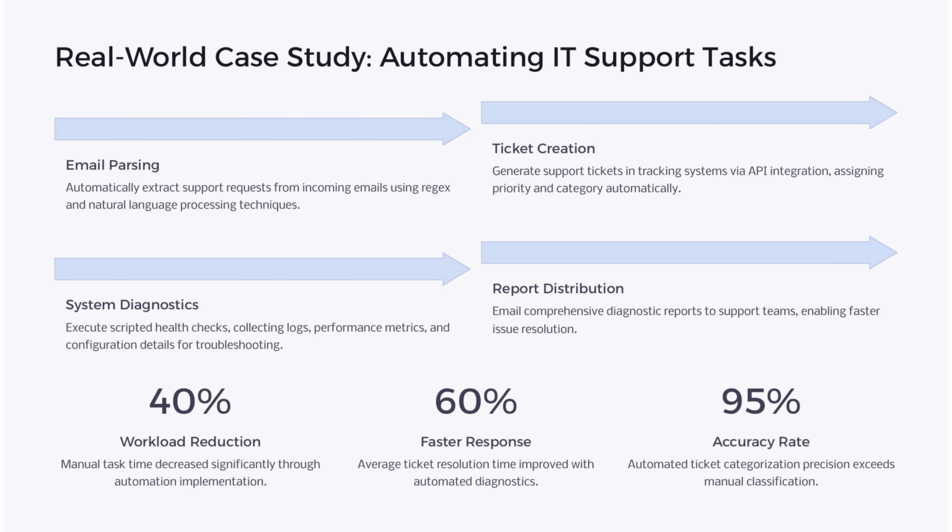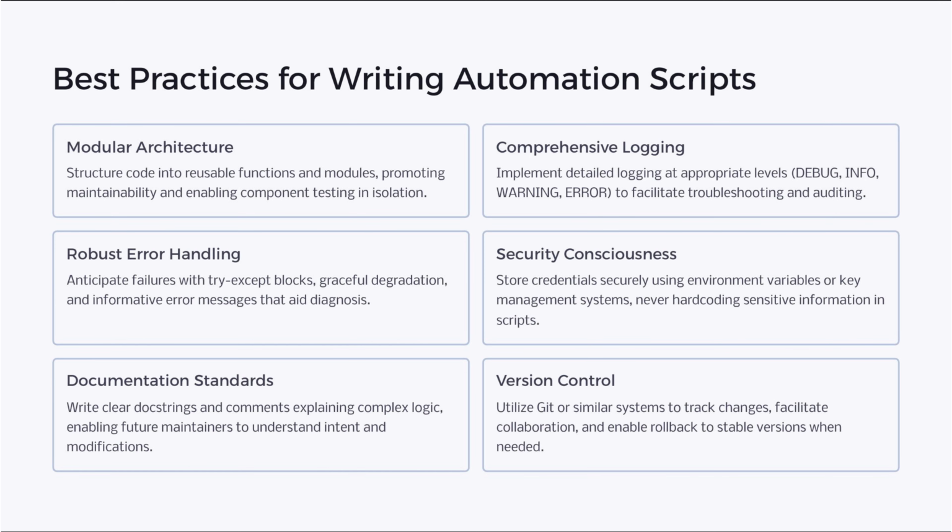Automating information technology support tasks involves parsing emails to extract requests using regular expressions and natural language processing, creating tickets via application programming interface with automatic priority and category, and executing system diagnostics for logs and metrics. Reports are emailed to support teams, reducing workload by 40%, improving response time by 60%, and achieving 95% accuracy in ticket categorization.